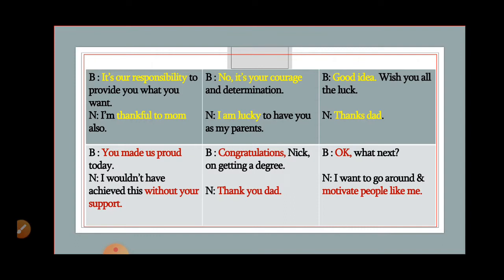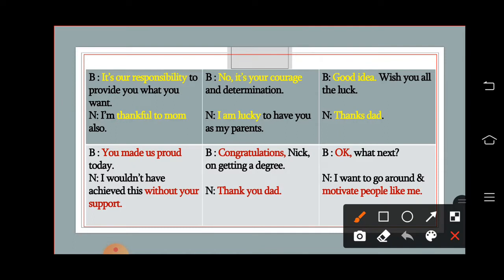So if you look at these parts, you will have a part here: Congratulations, Nick, on getting a degree. So here is a salutation, Nick is the salutation here. So obviously this conversation begins with this part. So this becomes part 1. That is exchange number 1.